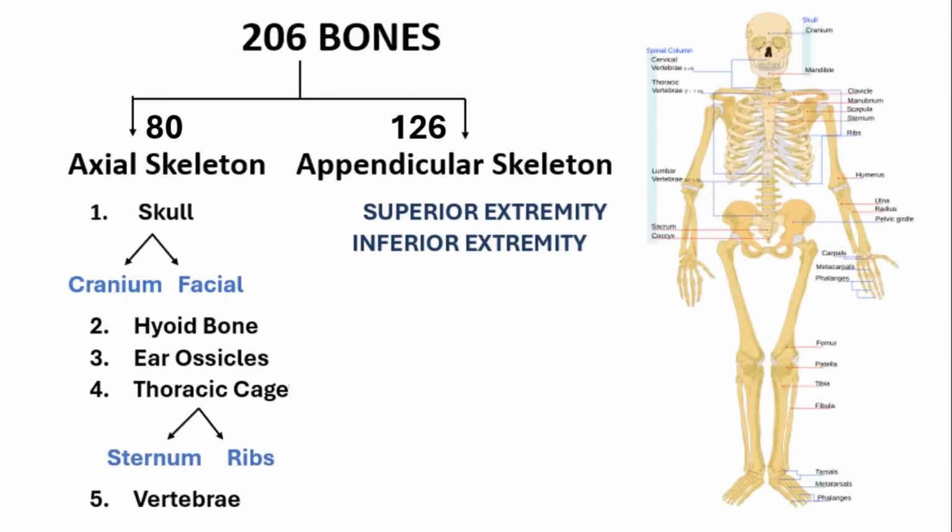So, human skeleton means we are dealing with the bones. How many bones are there in an adult? 206 bones. And these bones are divided into two categories. One is the axial skeleton and the other one is the appendicular skeleton. Now, what is the axial skeleton?